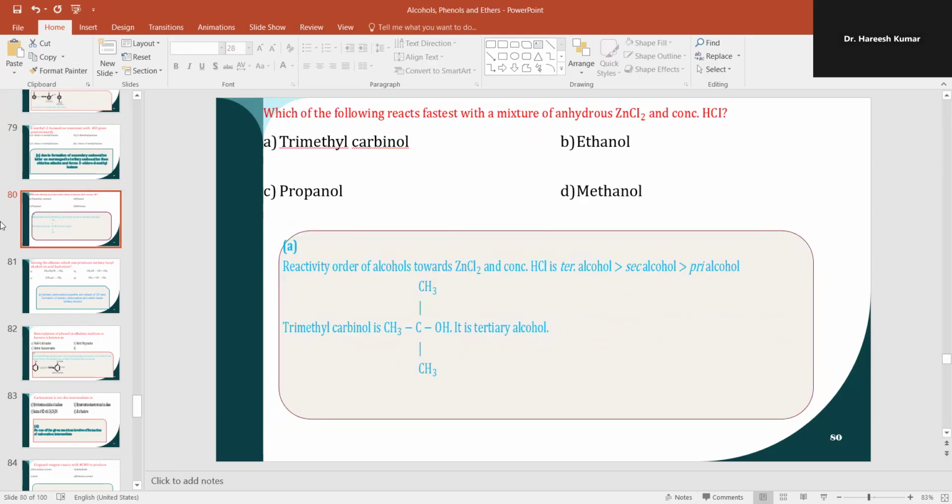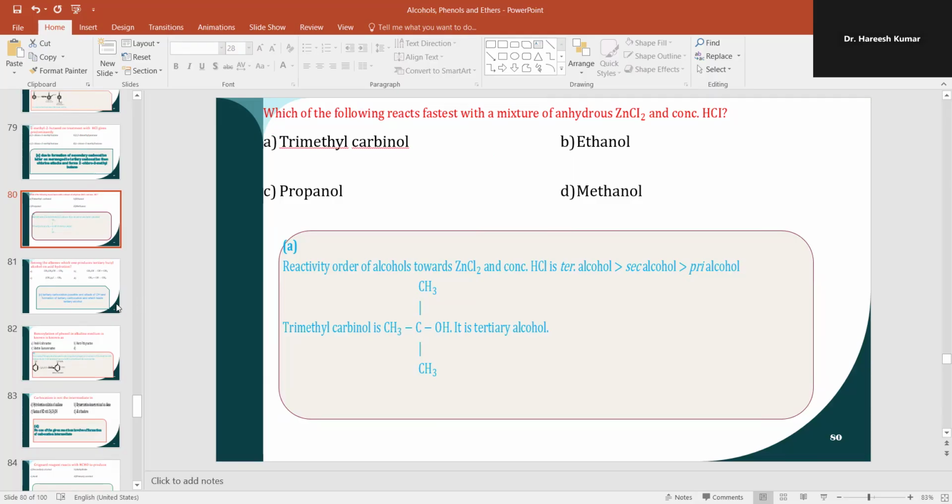Let's take another question. So which of the following reacts fastest with a mixture of anhydrous zinc chloride and concentrated HCl? So tertiary alcohol is more reactive. That's the reason trimethyl carbinol, which is the tertiary one, whereas the other things are primary.